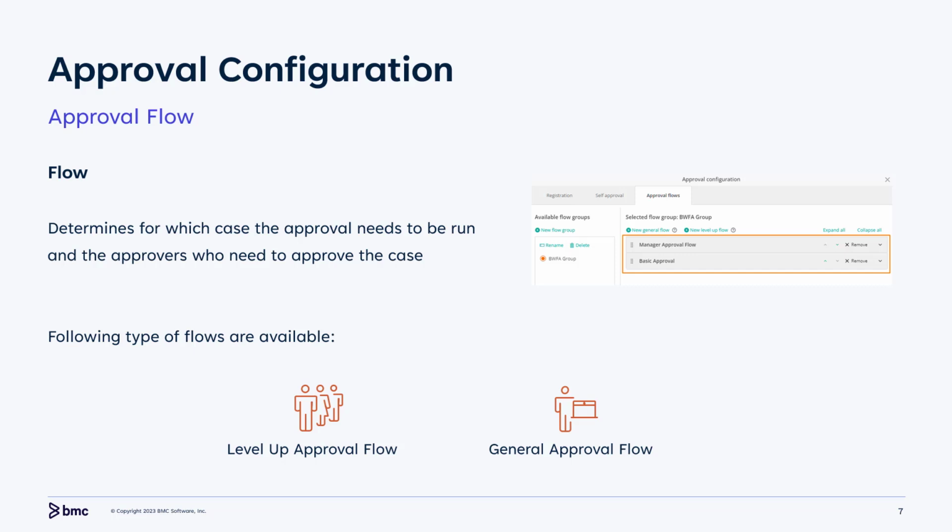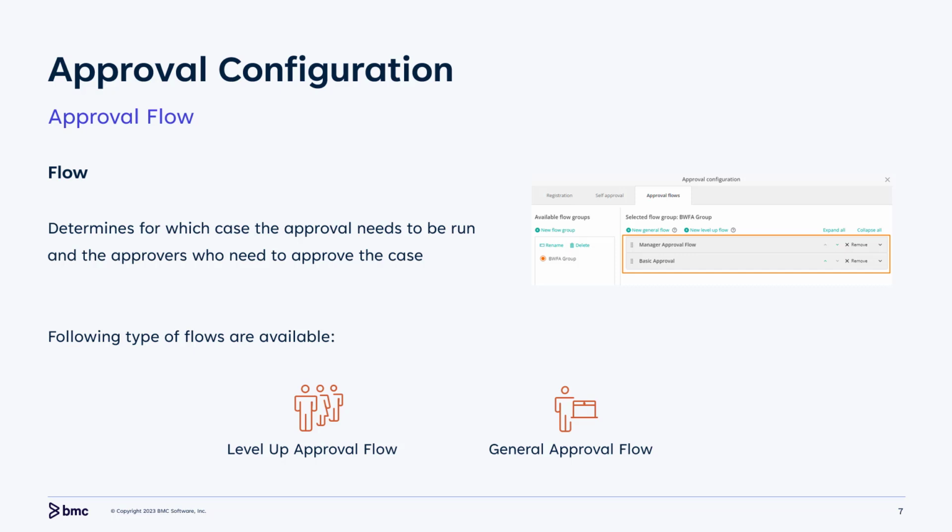The first one is the level up approval flow. This is a manager approval flow that is used to specify the levels of approval that a case requires. So for example, let's say an employee requests a performance award for a colleague, and the case for the request needs two levels of approval. First, the employee's manager approves the case, and then the manager's manager approves the case.